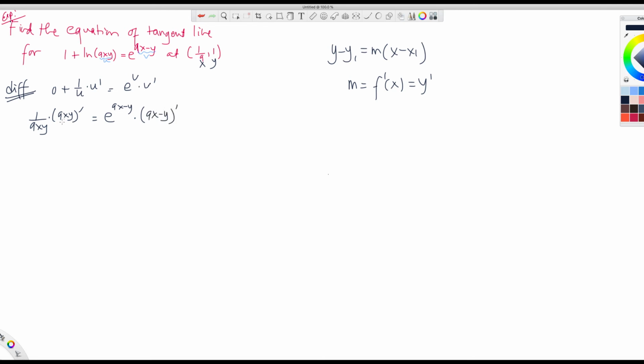Let us do this one because there is a product form there, right? So it is f times g form. You see that? You can pull that 9 out. Pull that 9 out, and this is like f times g. So after I pull 9 out, I'll get 9 over 9xy, times f prime times g, which is 1 times y, plus x times y prime, equals e to the 9x minus y times, what is the derivative of 9x? It is 9 minus y, the derivative of y is y prime.